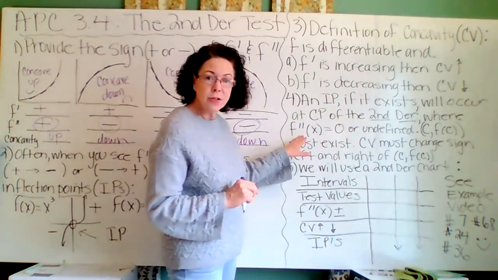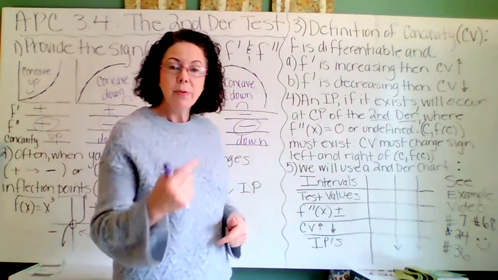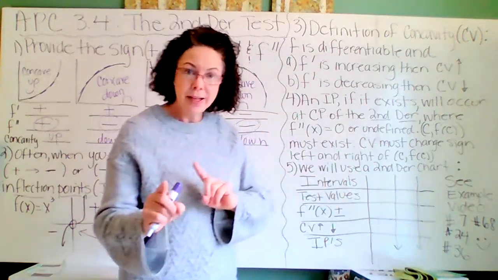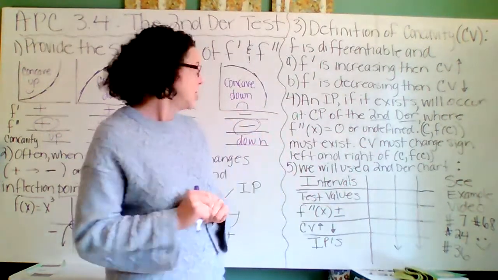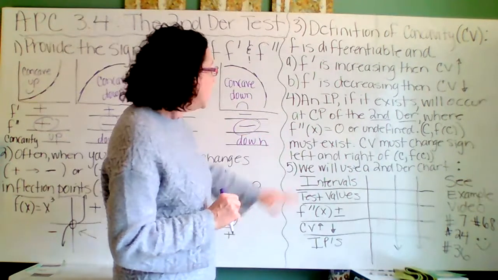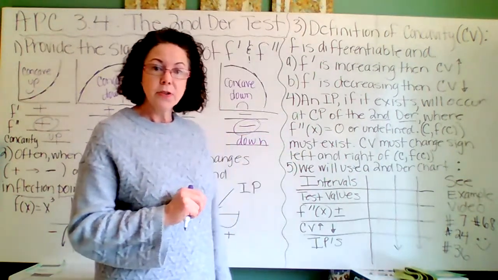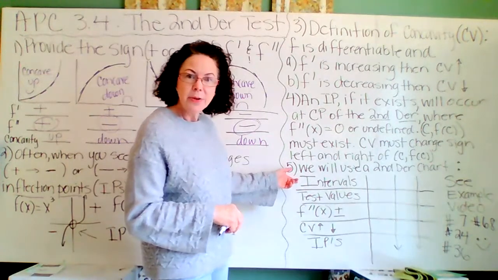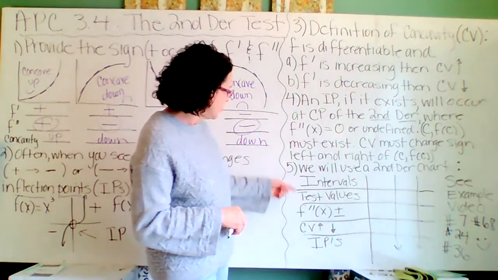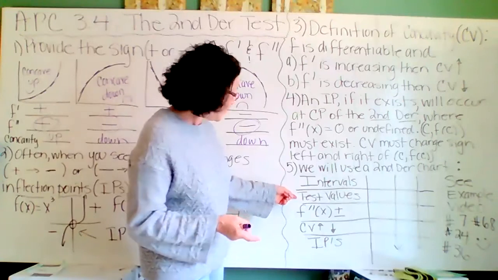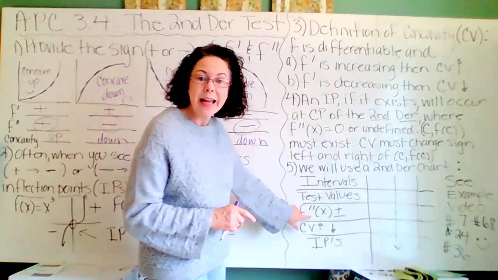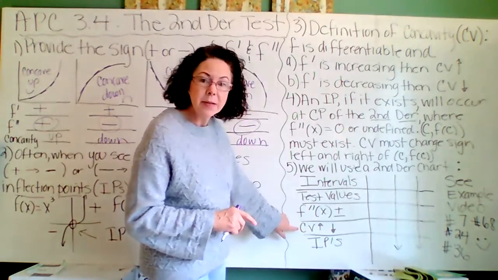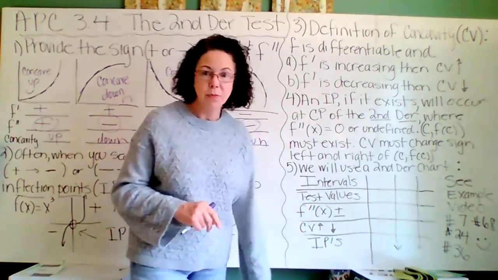And for a second derivative, to confirm that we have an inflection point at a critical point, the second derivative has to change sign on the left and the right. And what we're going to do is use a second derivative chart. Same thing, intervals, right? We're going to look for discontinuities and critical points of the second derivative. We're going to find test values in those intervals. We're going to check the second derivative to see if it's positive or negative, so we can say something about the concavity and the inflection points.